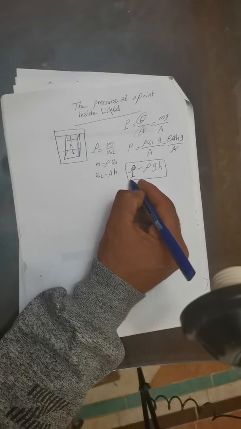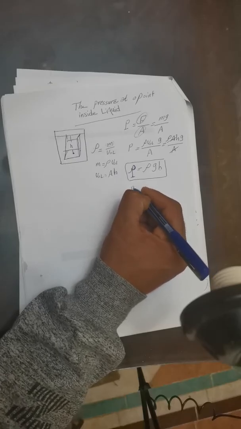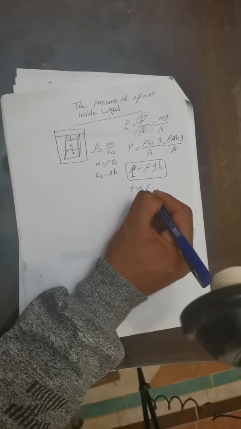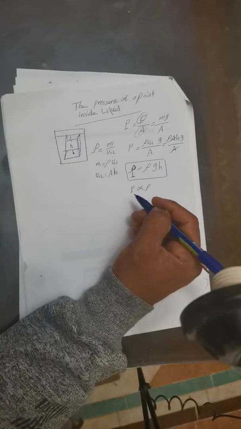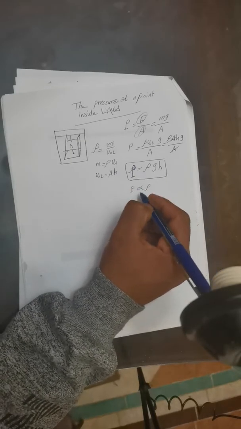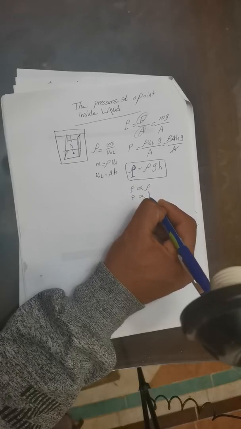So these are the two factors that affect the pressure at a point in a fluid. P is directly proportional to the density of the fluid, where the pressure increases if the density of the fluid increases. The pressure is directly proportional to H, so the pressure increases when the depth of the point increases.